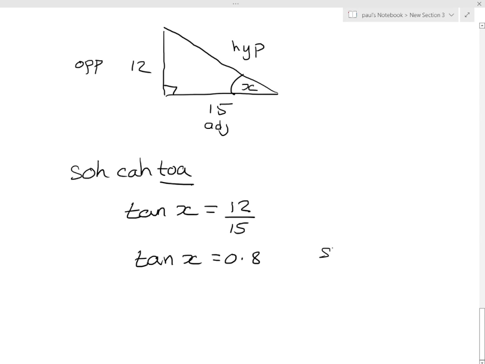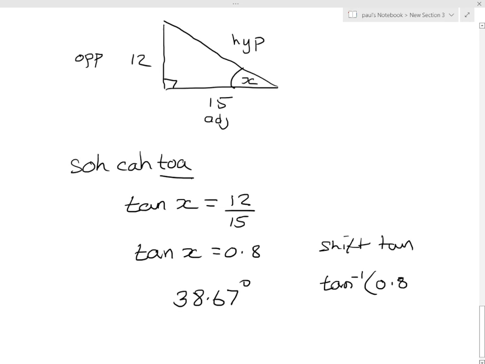Now we do the shift tan this time. So we've got tan minus 1 and 0.8 in the calculator. So shift tan 0.8 equals 38.67. 38.67 degrees.